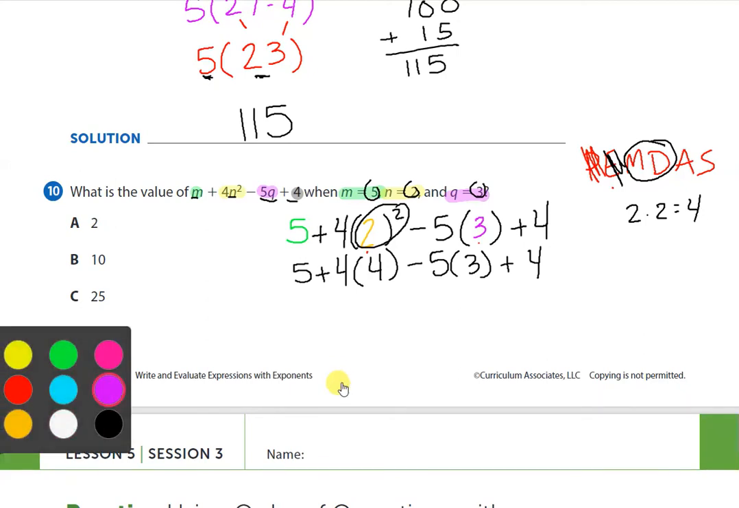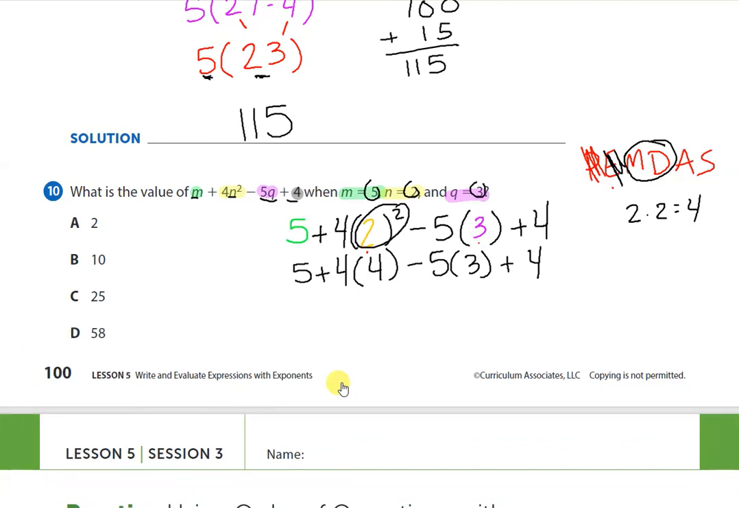Okay, let's pick another color for this line. So we have to do the multiplication first. This 5 isn't multiplying by anything, so it's going to come down. Here we've got multiplication. 4 times 4 is 16. Minus some more multiplication. 5 times 3 is 15. And then we'll bring down the other addition. Okay, so we finished all the multiplication and division. Now it's time to do the addition and subtraction.